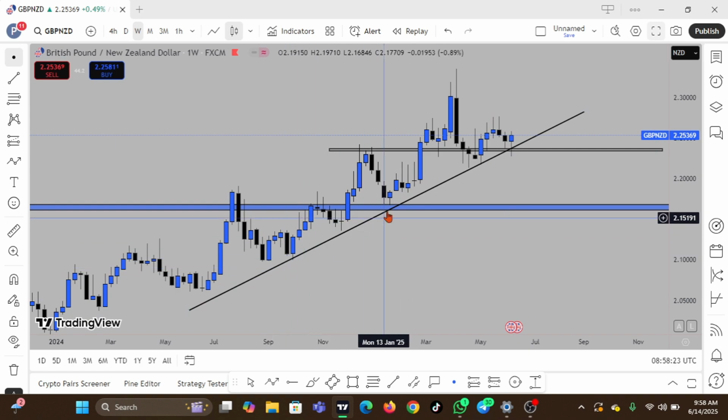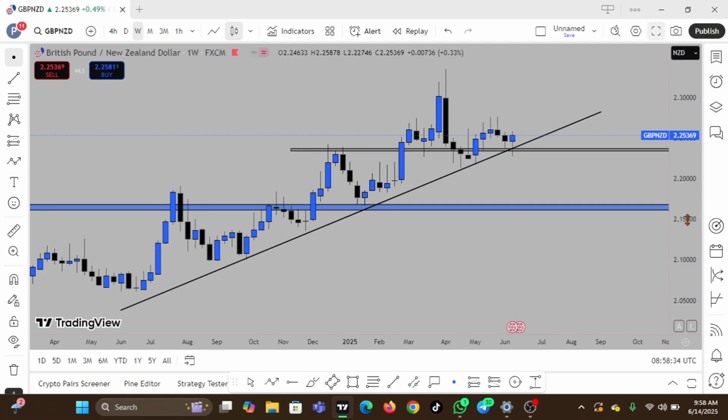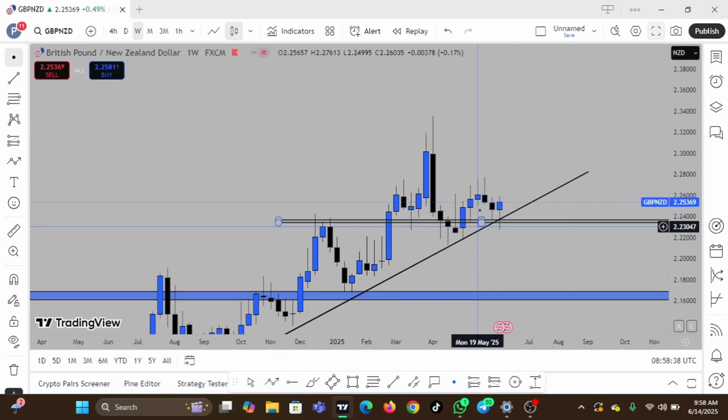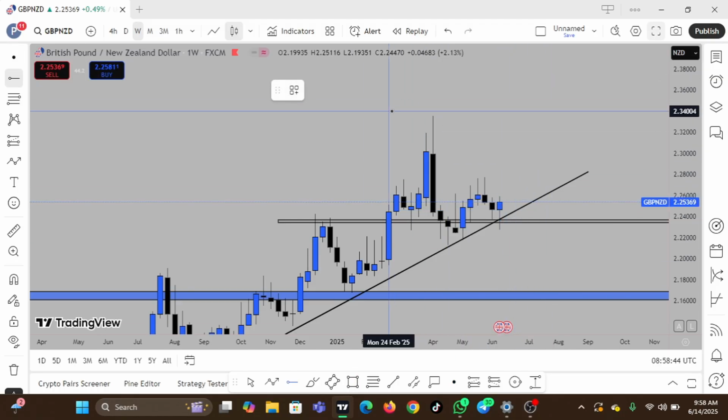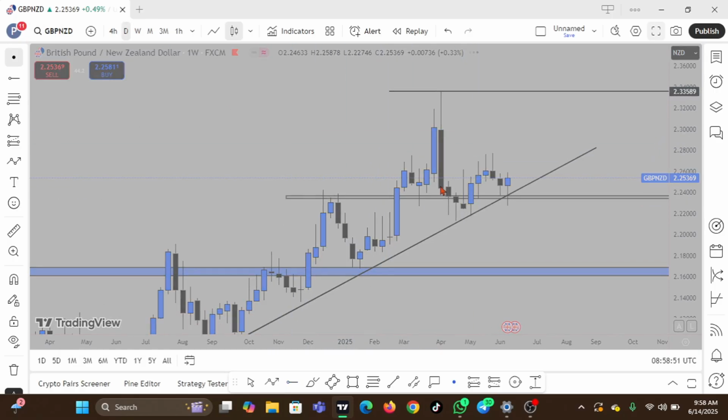Price has tested this trend line multiple times. Looks like we want to break below, but we have this massive rejection candlestick, that is a pin bar candlestick. We have that rejection telling us that buyers are still sitting so well in this market. So I still expect to see a bullish continuation movement, at least back to this high, back to this high.